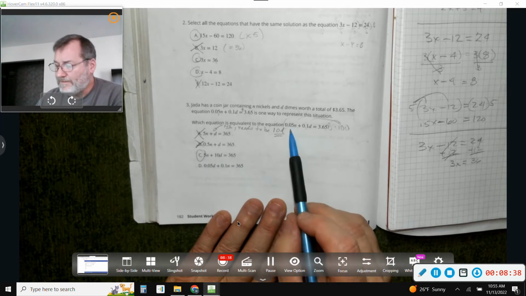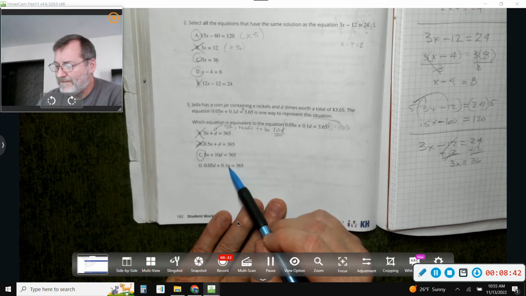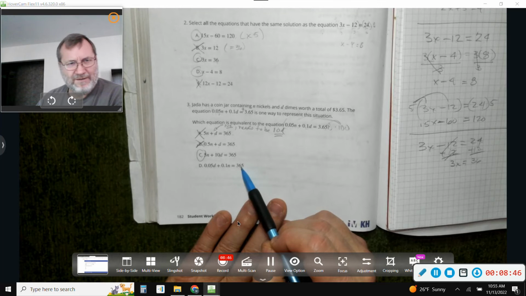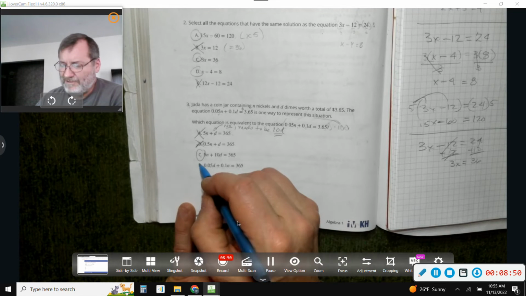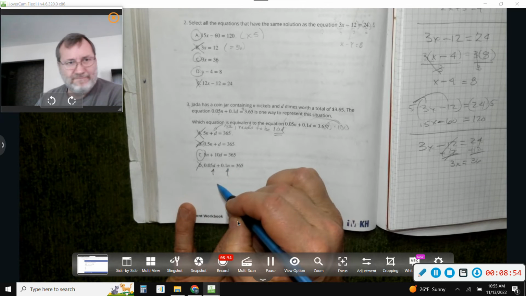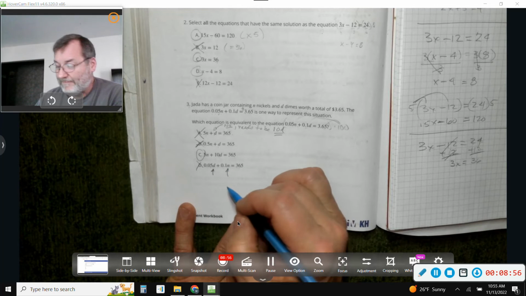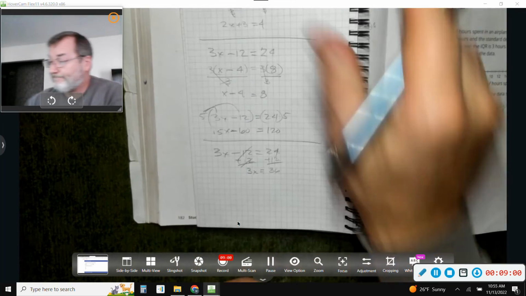And then you look at this. They changed around the dimes and the nickels and multiplied this side by 100. So this thing's completely jacked up. Completely screwed up. I don't know what they were thinking there. So, no. Just Charlie is the answer on that one.